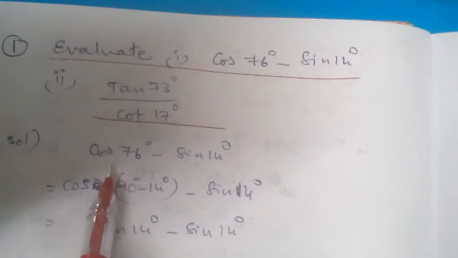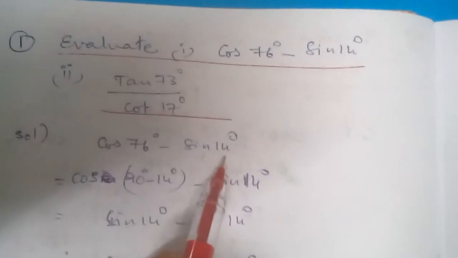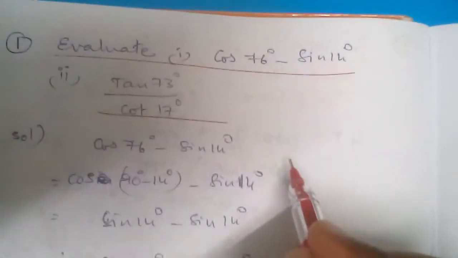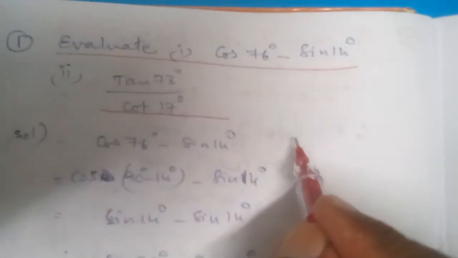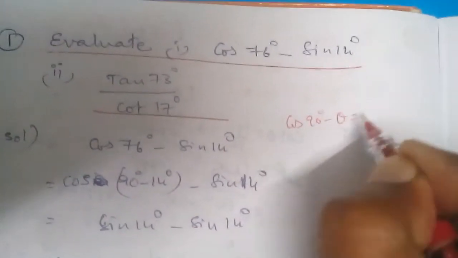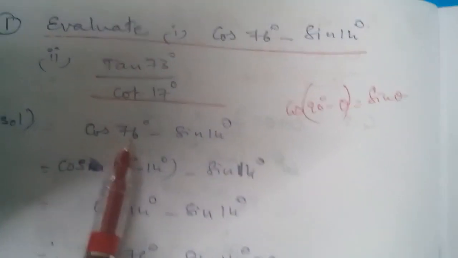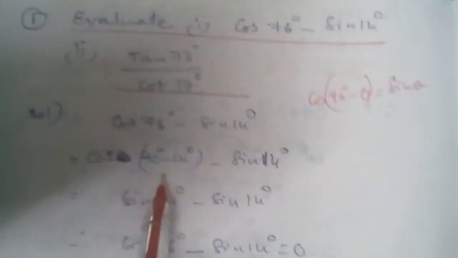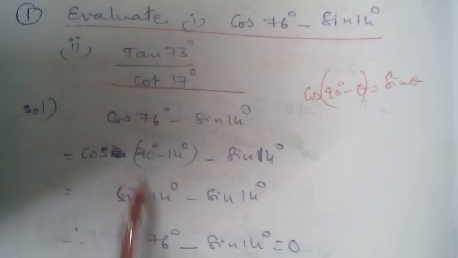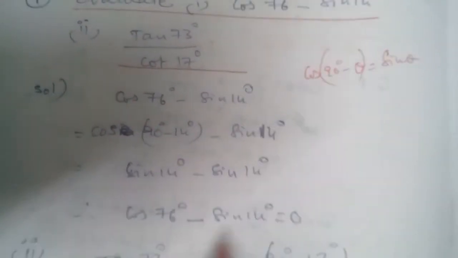The first one, cos 76 minus sin 14 degrees. This is based on complementary trigonometric functions. Cos 90 minus theta is equal to sin theta. So cos 76 is converted into cos 90 minus 14. So you'll get sin 14. Sin 14 minus sin 14 is 0.